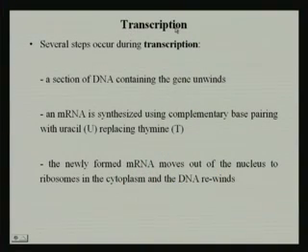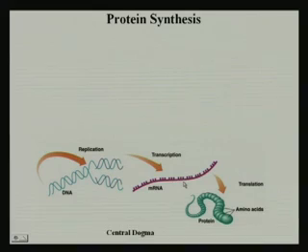Coming to transcription, several steps occur during transcription. A section of DNA containing the gene unwinds. The mRNA is synthesized using complementary base pairing, with uracil, that is U, replacing the thymine, that is T. The newly formed mRNA moves out of the nucleus to the ribosome in the cytoplasm, and the DNA rewinds.